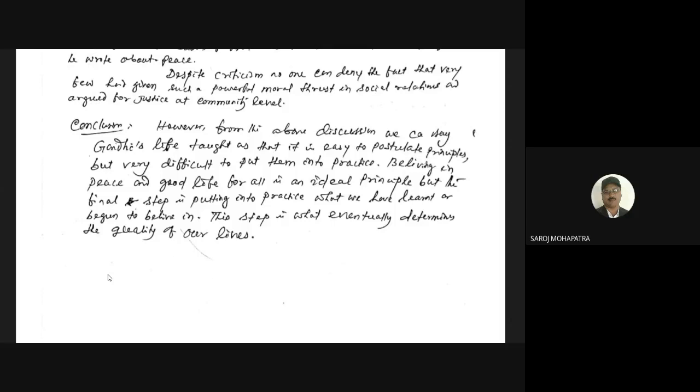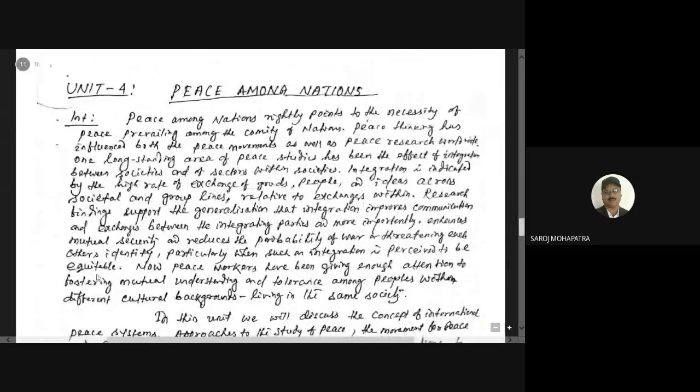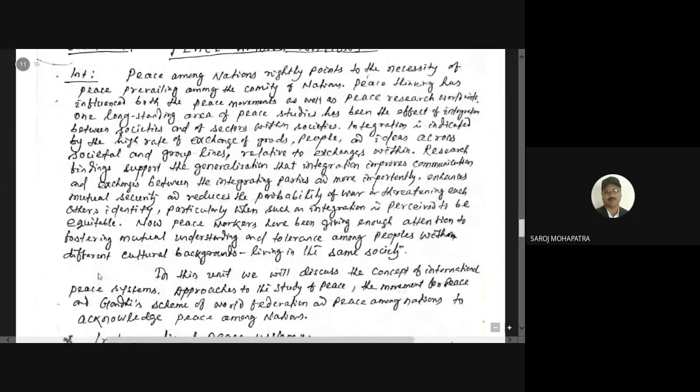So in this way, we conclude unit 3. Next, we'll start unit 4, the peace among the nations. It is also an important unit, peace among the nations.